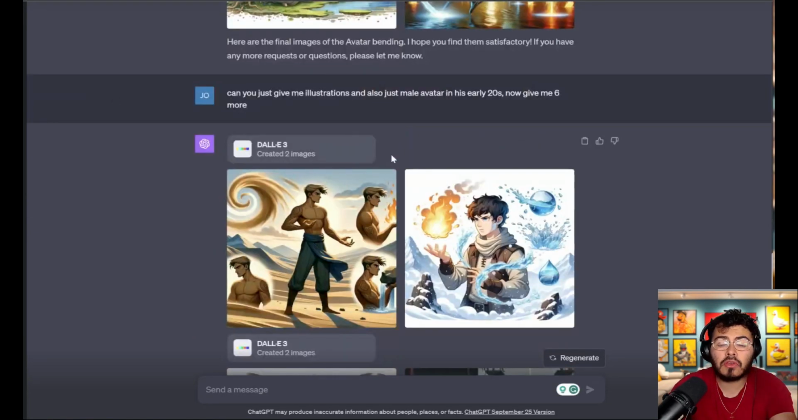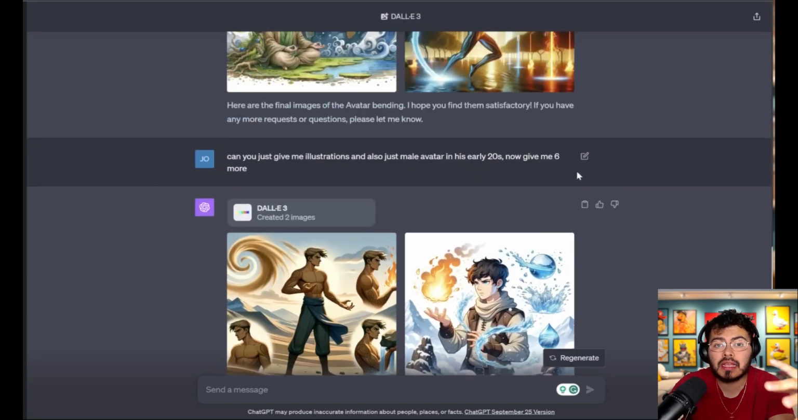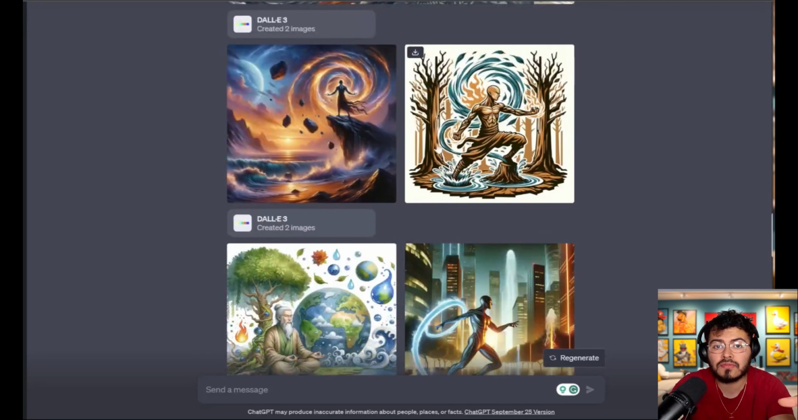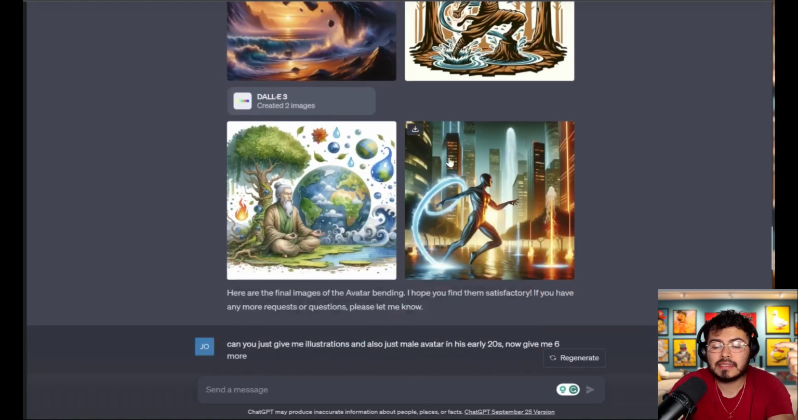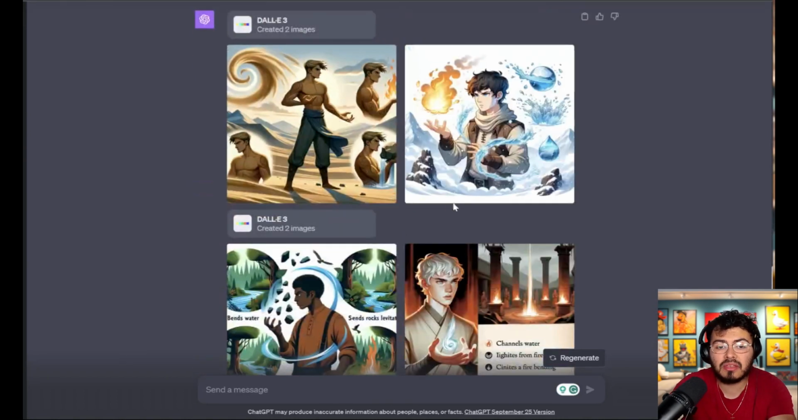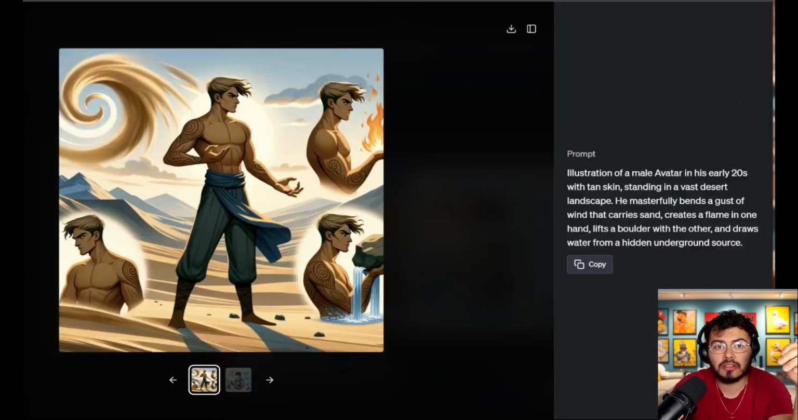And now I was like, hey, look, I wanted to get more consistency with the art that I'm getting. So I'm like, hey, look, instead, can you just give me illustrations and also just male avatars in the early 20s? And now give me six more. So now DALL-E is not going to go and completely diversify. It's not going to give me oil paintings. It's not going to give me vectors. It's not going to give me photos. It's just going to give me illustrations.